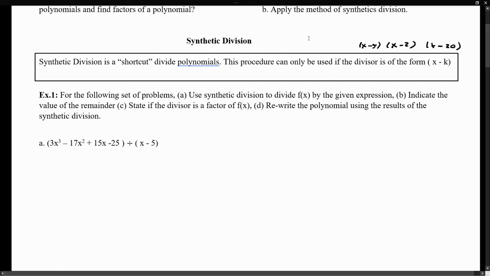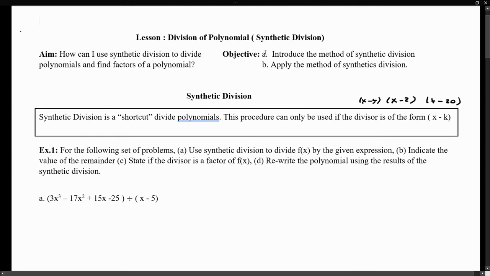So if we want to divide by some polynomial of the form x minus some constant, only when we have that form are we allowed to use synthetic division. If we don't have this form, then we can use long division. But let's do some examples to demonstrate this technique.